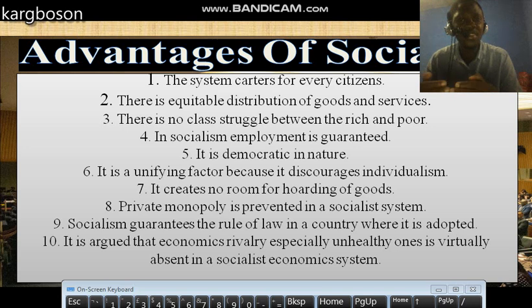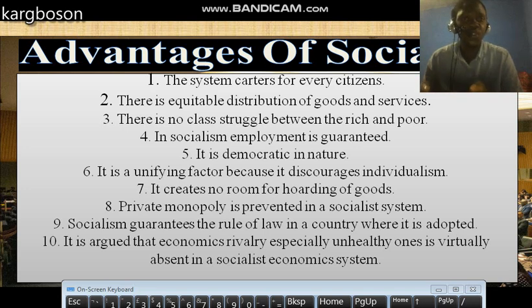Then in socialism, employment is guaranteed. It is democratic in nature. It is also a unifying factor because it discourages individualism. It also creates no room for hoarding of goods. Private monopoly is prevented in a socialist system. Socialism guarantees the rule of law in a country where it is adopted. It is argued that economic rivalry, especially unhealthy one, is virtually absent in a socialist economic system.